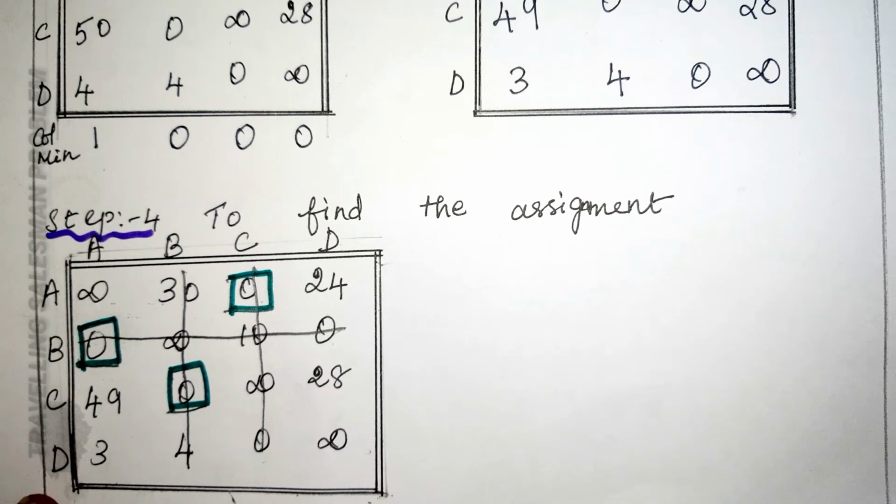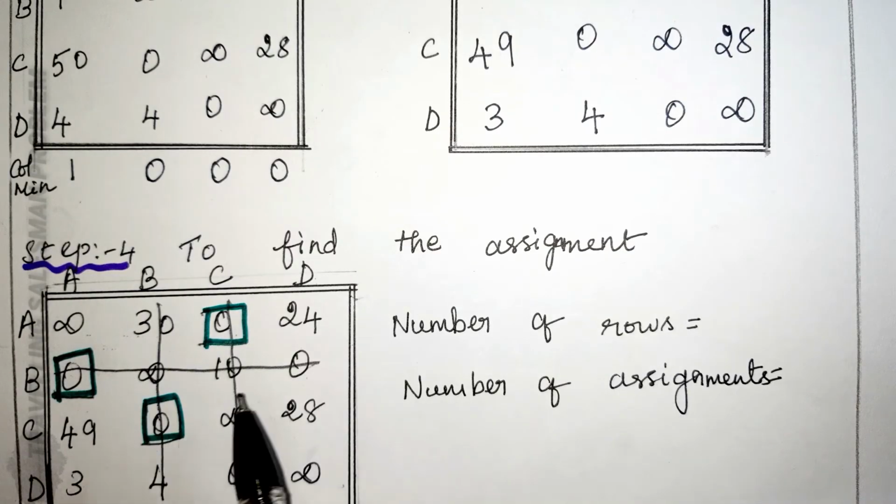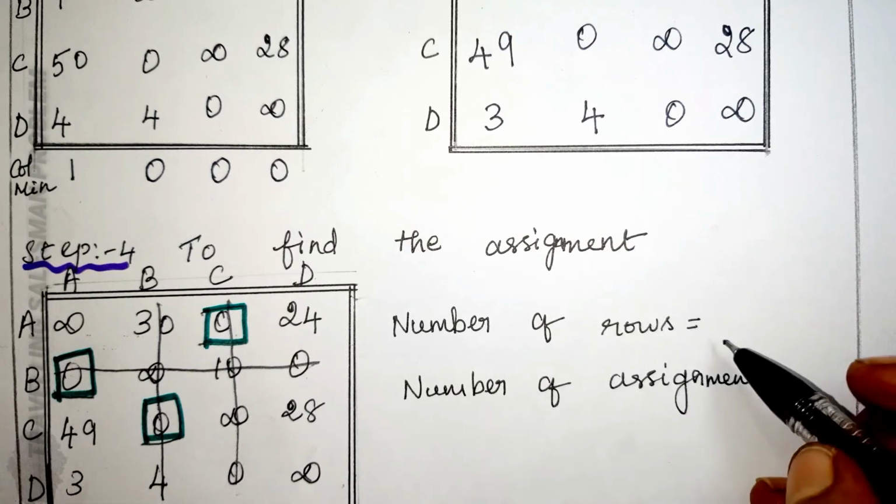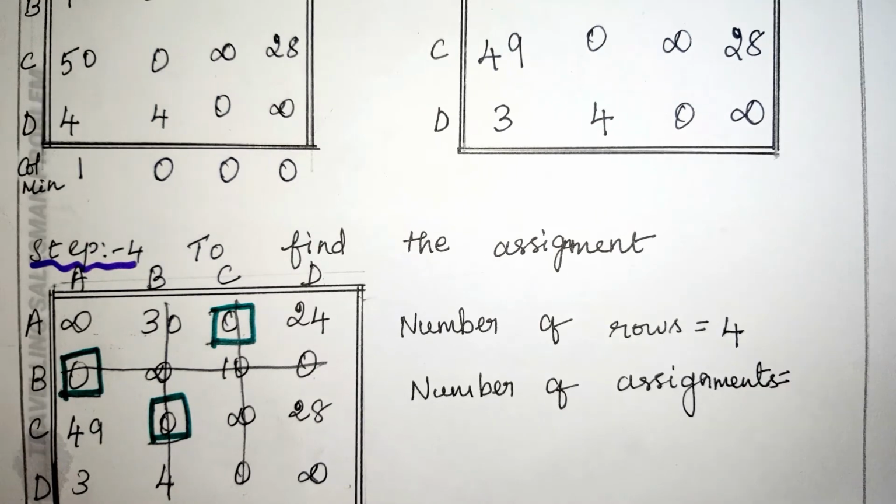Next you have to check whether the number of rows is equal to the number of assignments or not. Here the number of rows is 1, 2, 3, 4, that is 4 rows. The number of assignments is 1, 2, 3.